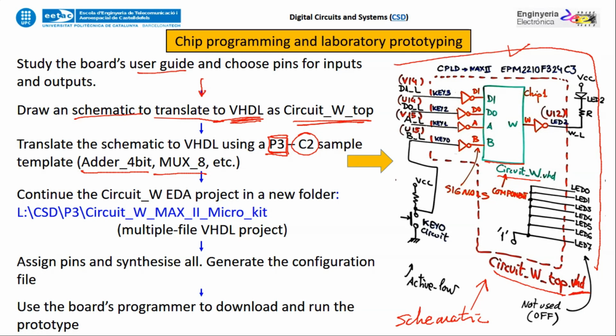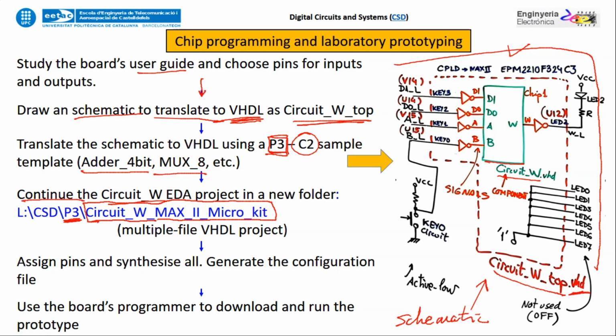And when we have that solved, or more or less solved, we have to continue the Circuit W project, which has been already started, remember? And now we will place it into a new folder, for example, P3 and Circuit W, and the name of the board where it has to be synthesized for, right? So that is the new folder for this new project of chip programming.